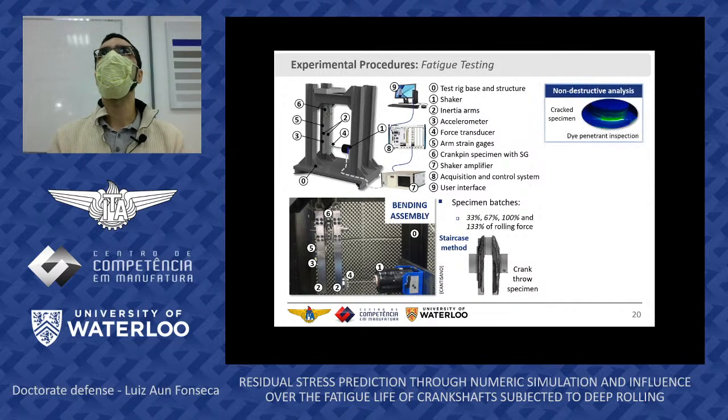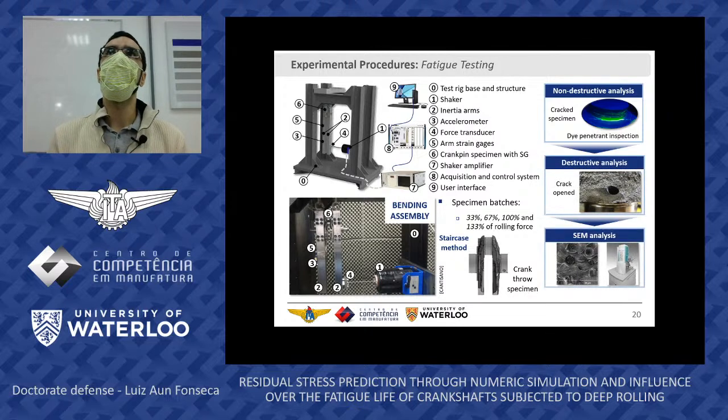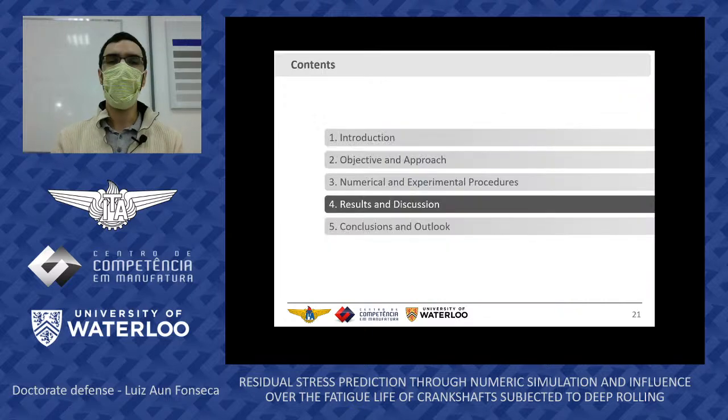So after each test, we have used dye penetrant inspection to see if there were any superficial cracks. And after we open the specimens up using a hydraulic press, we could have a good look at the fracture surface. All right, so reaching out to the results finally, and starting with the addressing of the first research question.